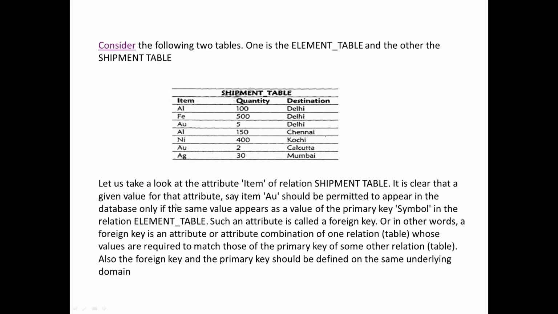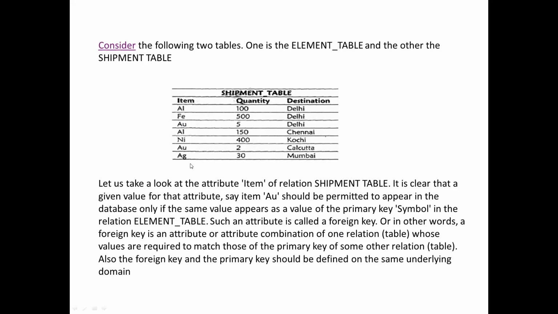AU should be permitted to appear in the database only if the same value appears as a value of the primary key. So in order to appear under a foreign key of this particular table, this value must appear in the primary key of that other table, which is correct, right? Or in other words, a foreign key is an attribute or attributes of one relation whose values are required to match those of the primary key of some other table. Also, the foreign key and the primary key should be defined on the same underlying domain. All right, it must have the same constraint, the same restriction.